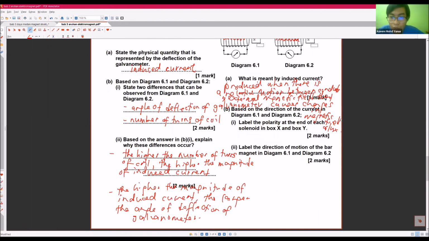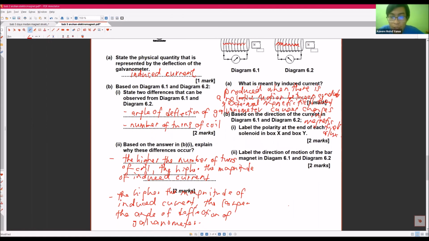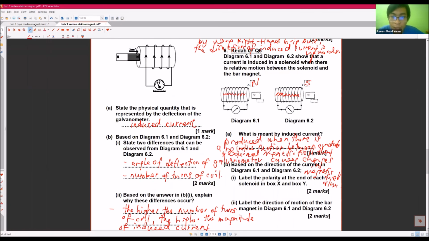Label the direction of the motion of the bar magnet in diagram 6.1 and 6.2. So if this one is north and this is also north, that means it's towards. If this is south and this is north, so it's away. Okay.